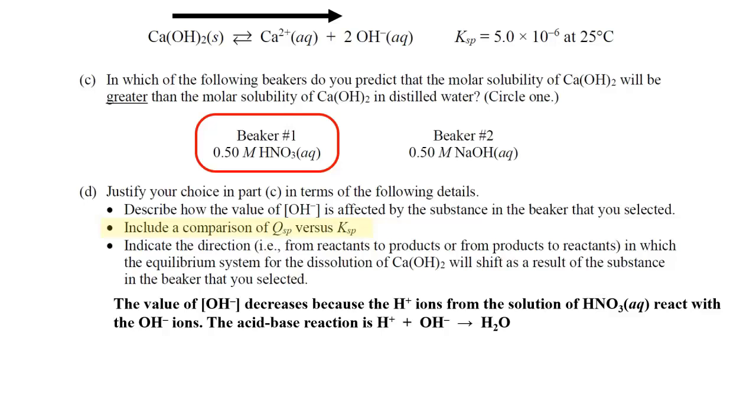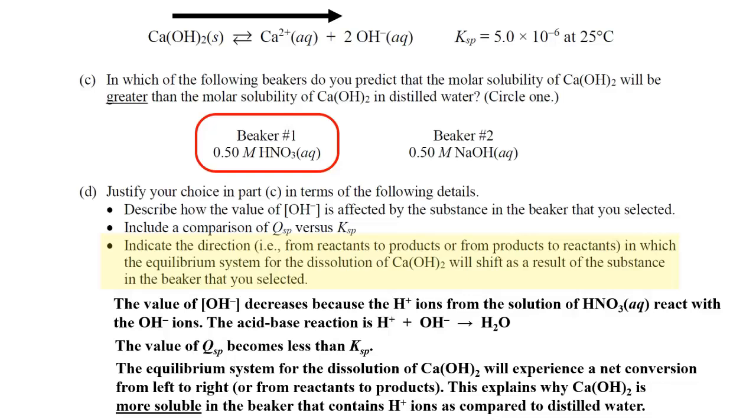Next, include a comparison of Q versus K. So how will QSP compare with KSP? If you're decreasing the concentration of the hydroxide ions, then the value of QSP becomes less than KSP. And then finally, indicate the direction in which the equilibrium system for the dissolution of calcium hydroxide will shift as a result of the substance in the beaker that you selected. So because the concentration of the hydroxide ions is decreasing, because Q becomes less than K, the equilibrium system for the dissolution of calcium hydroxide will experience a net conversion from left to right, or from reactants to products.